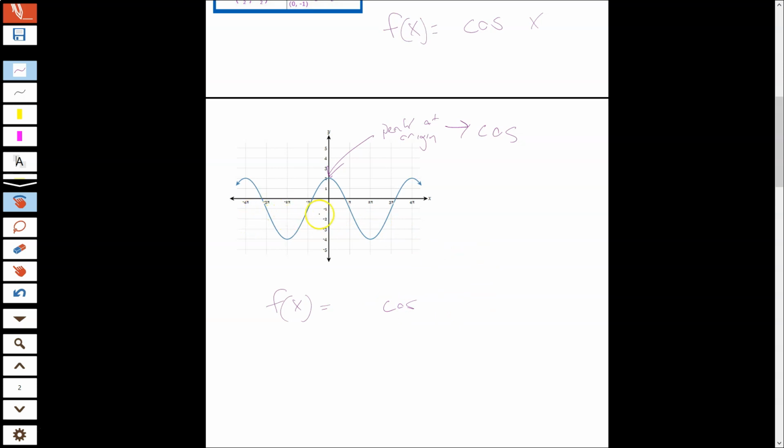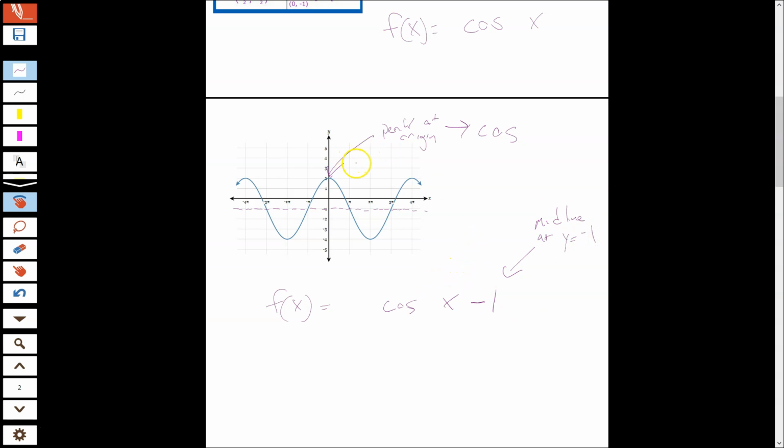I want to find the midline. So I'm going to draw a line through the center of the graph. Not the center of the graph, the center of the wave, I guess. And I notice that that center is at -1. Okay? So I know that I'm going to subtract 1 after everything here. So that's my midline.